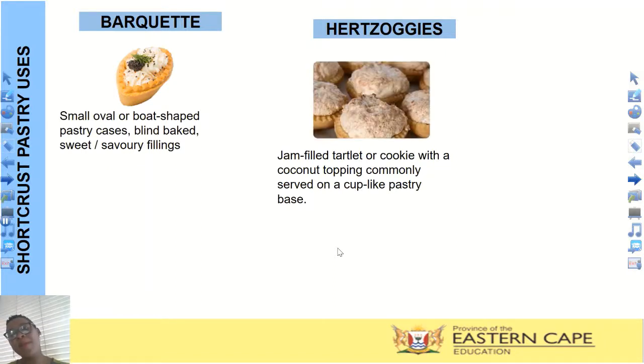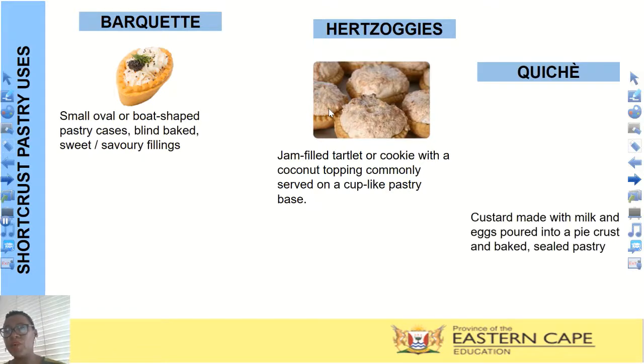Okay, some of you have made these in your practical lesson. Okay, so you can see inside. So you've got the pastry, your short crust pastry. Then you've got your jam that is inside. And then you have your coconut topping at the top. Okay, your quiche.